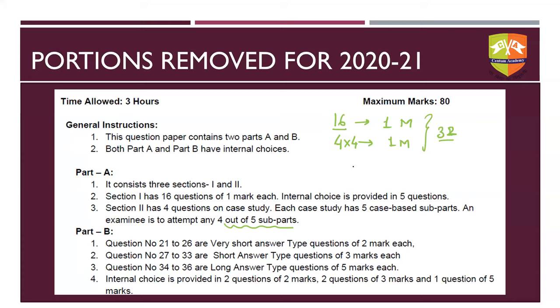Question numbers 21 to 26, 6 in number, are 2 markers each. So total is 12. Then 27 to 33 are 7 questions of 3 marks each. So hence it is 21. And finally, 3 questions, 34 to 36, are 5 marks each. There is no 4 marker this year. Last year it was there. And hence 15. So total is 80, and 20 comes from your school, the center. This is how the breakup is. So you must be clear and thorough with this.